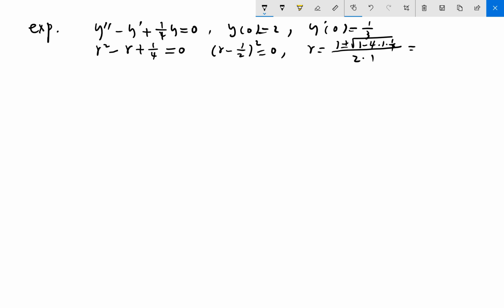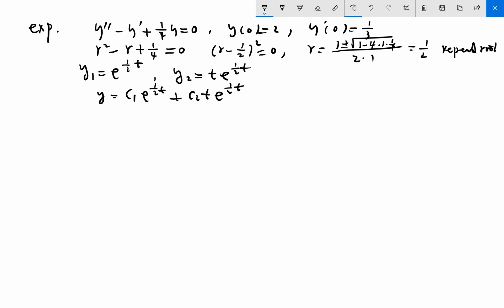Then you can get one solution like this: e to the 1/2 t. How can we get another one? We learned that t times this gives you another one. Therefore, your general solution is C1 e to the 1/2 t plus C2 t e to the 1/2 t. So for C1, C2 arbitrary, we get all the solutions. Now we want to choose C1, C2 such that those conditions are satisfied.